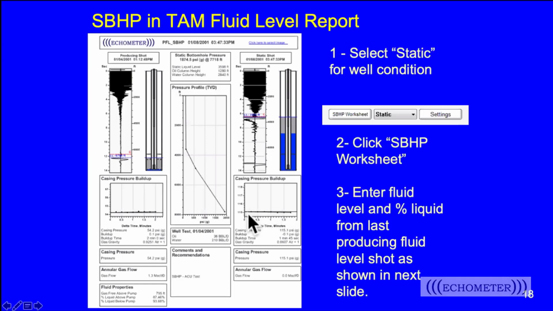So I often use this casing pressure buildup on a static shot as a quality control tool. I use it as a method to see if I still have gas flowing in the well. Ideally, it doesn't go into the calculations. It's just an image there to show you how much gas is coming in. And you might notice we calculate the annular gas flow from that buildup, and in this case, there's zero gas coming into the well.